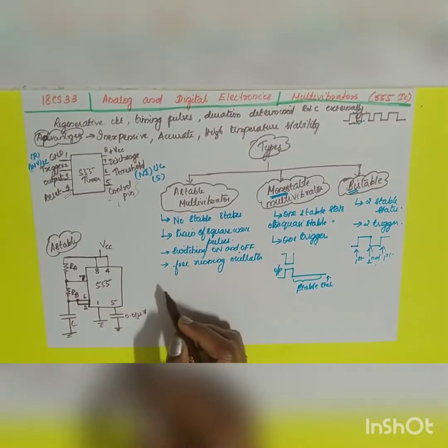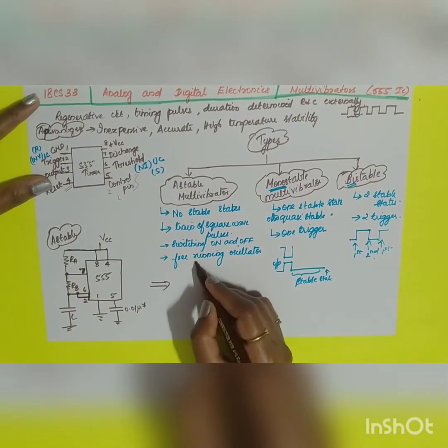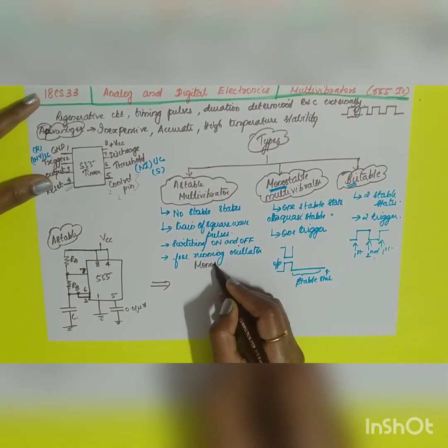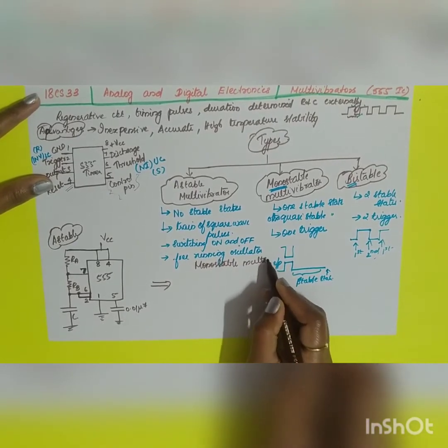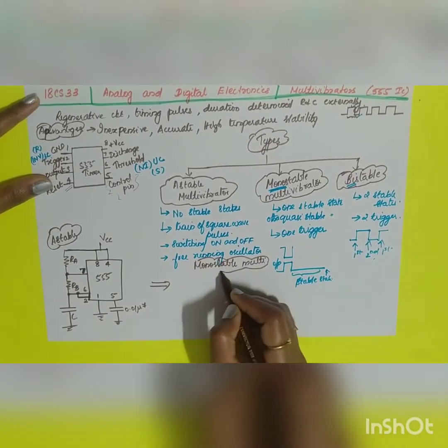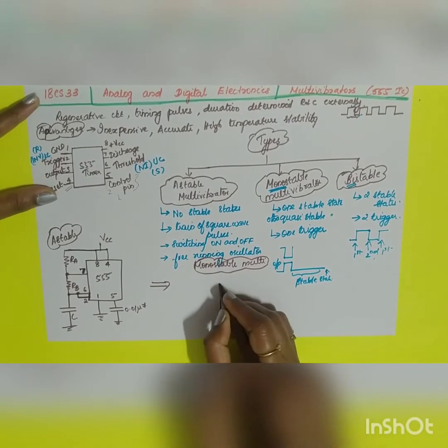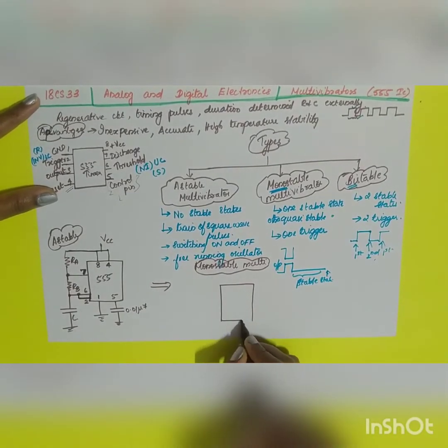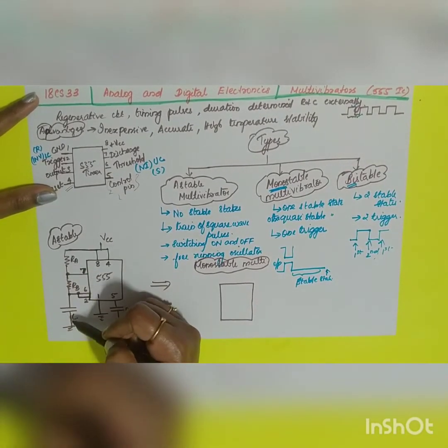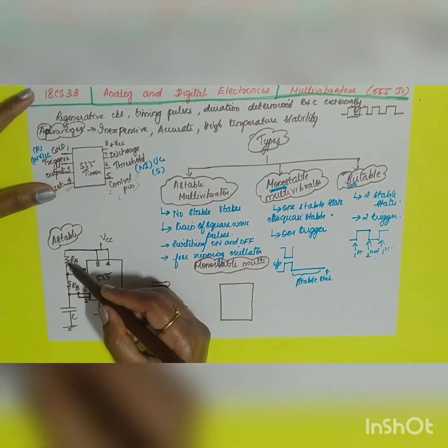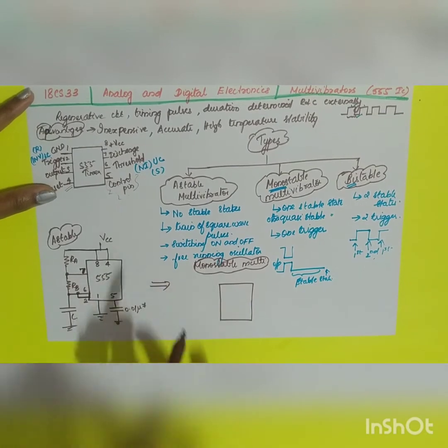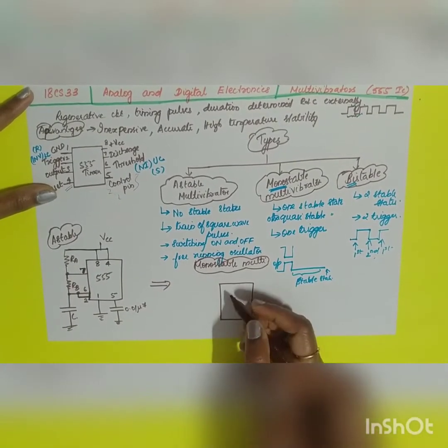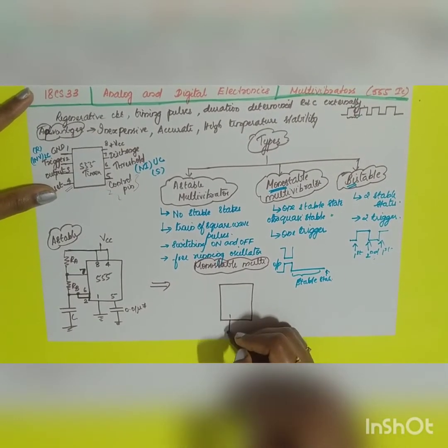Now the same diagram you are going to modify a little bit for the monostable multivibrator. Draw the same diagram. You are going to only modify your resistors and capacitor. Instead of using two resistors, your monostable multivibrator will have only one resistor and one capacitor. That's all. So here you will get the same.